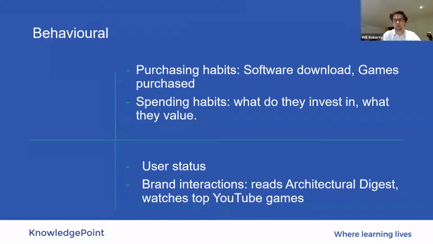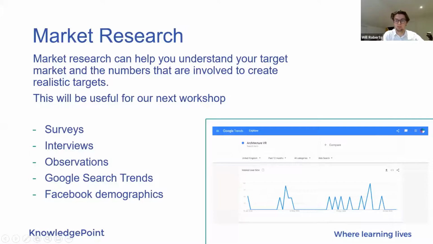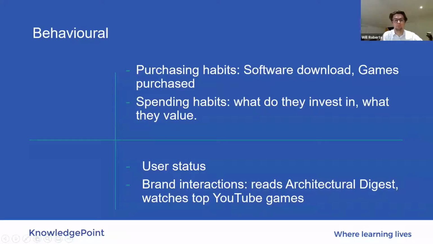So an example of this would be their purchasing habits. They predominantly download software and purchase gaming software. Their spending habits, they want to invest in themselves and invest in things that bring value. And their brand interactions, they may read Architecture Digest and watch top YouTube gamers.